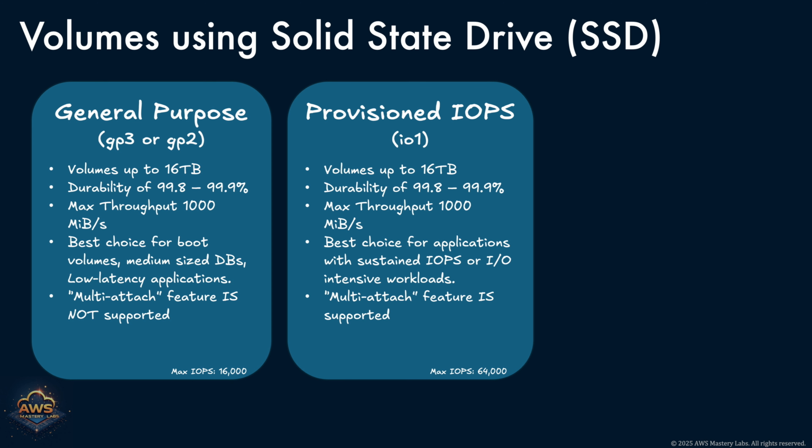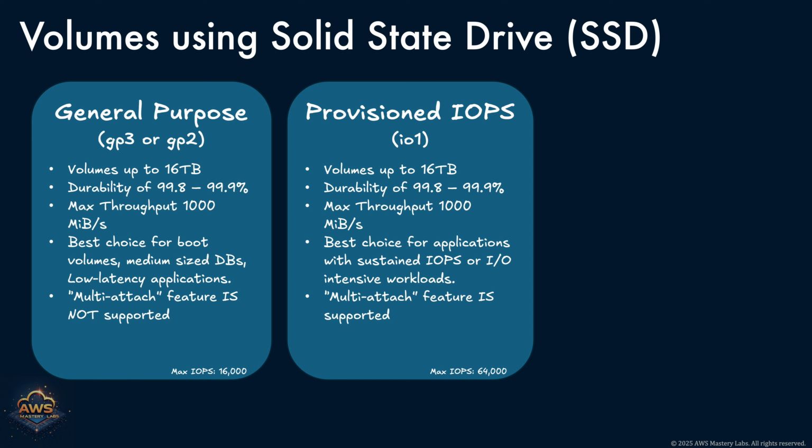The IO1 volume type in Amazon EBS is designed for I/O-intensive applications that require high performance and consistent low latency storage. It is a solid-state drive, SSD-backed option that allows you to provision a specific number of IOPS, input-output operations per second, making it ideal for critical workloads where performance consistency is key.